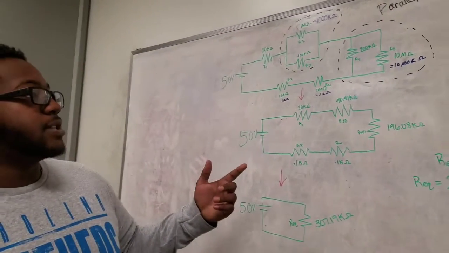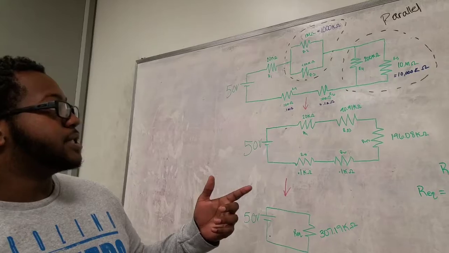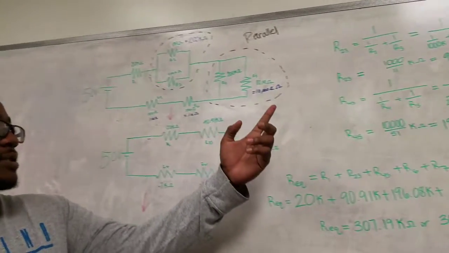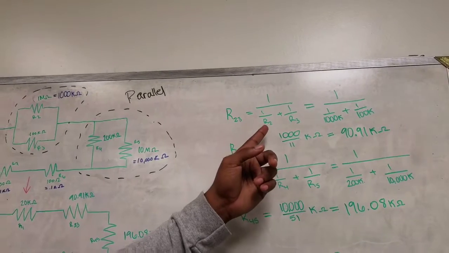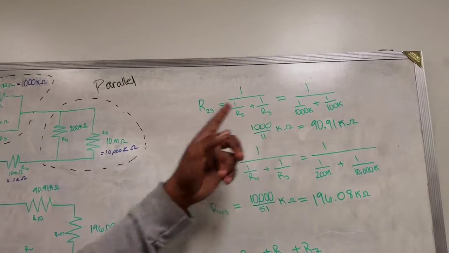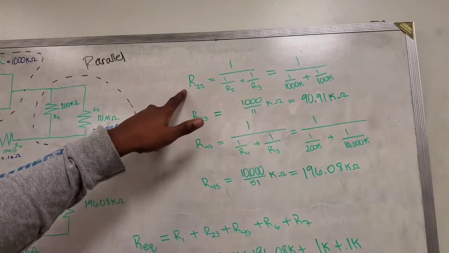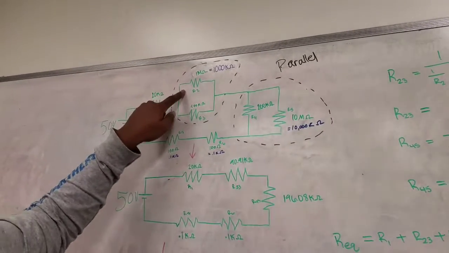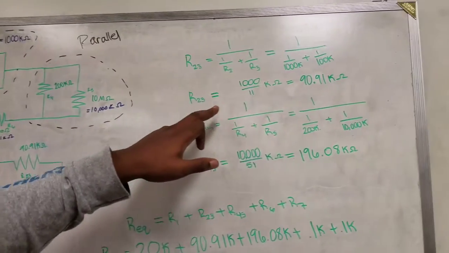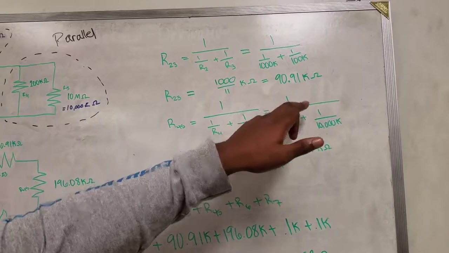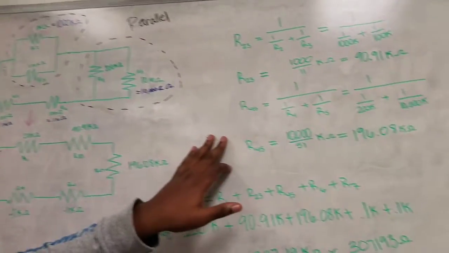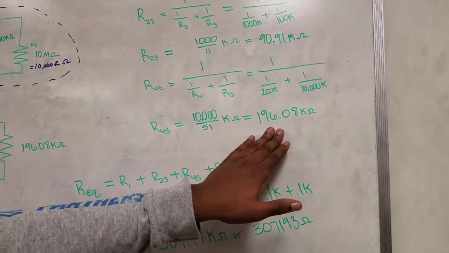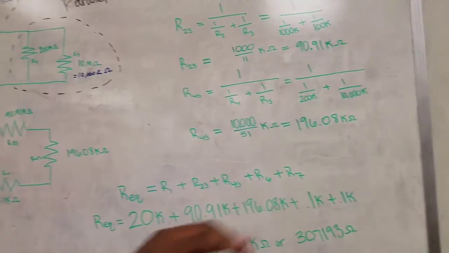So in order to find the resistance of a resistor in parallel, you have to come over here and use this equation. 1 over R2 plus 1 over R3 will give us the total resistance over here in this area. And that put together will give you 90.91. And then you do the same thing for R4 and R5, which in total will give us 196.08 kilo ohms.